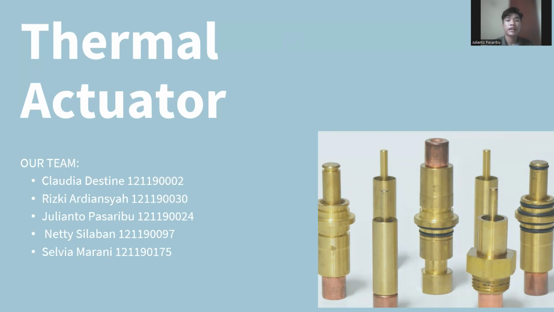Introduce myself. My name is Julianto Pasaribu. Thanks for giving me the opportunity and time. I am from Group Three in the class System Industrial Automation. With my team, Claudia Destin, Rizky Ardiansyah, Nekti Silaban, and Selvia Marani. In this opportunity, I want to give a presentation about the topic of automation system industry, called thermal actuator.